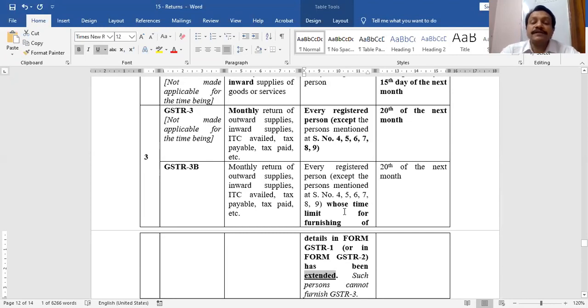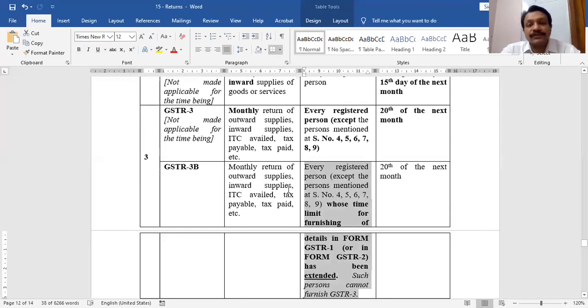So what is the difference between GSTR 3 and 3B? GSTR 3 is applicable when there is no extension of due dates mentioned in GSTR 1 and 2. But GSTR 3B is applicable whenever there is an extension in GSTR 1 and 2. And for the time being, there has always been an extension of GSTR 1 and 2. That is why till today we don't have GSTR 3 in India. We have only GSTR 3B. So this is the only difference between GSTR 3 and 3B.